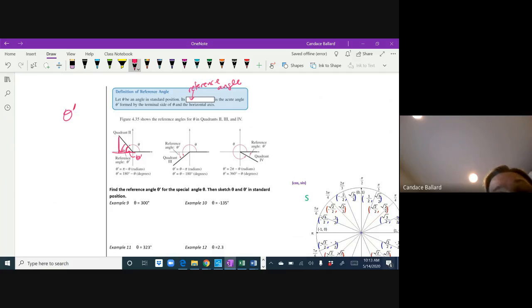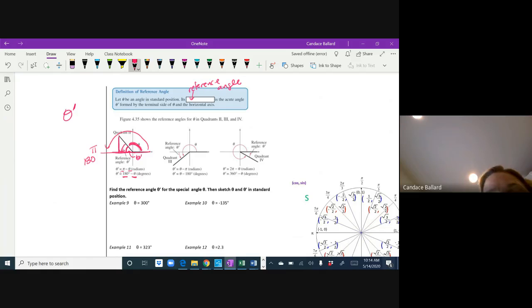In order to calculate this, now personally, I think I would count it out the way we've been doing. But if you want to actually do a calculation, you would either do pi, because this whole thing is either at pi or 180 degrees. So you would take pi and subtract the angle that they gave you, or you would take 180 and subtract the angle that they gave you to get that reference angle.